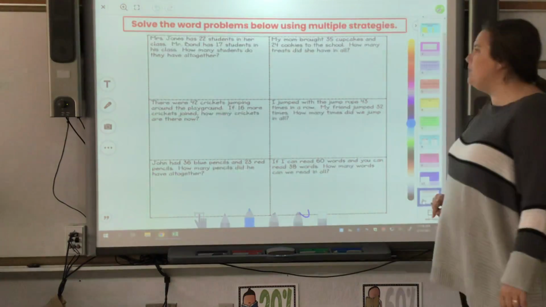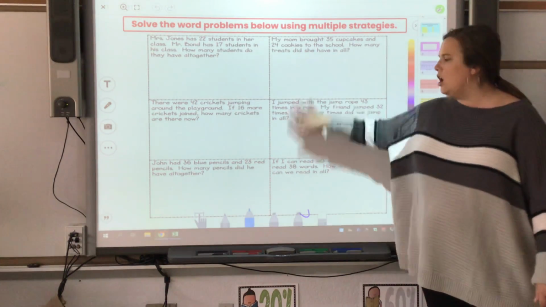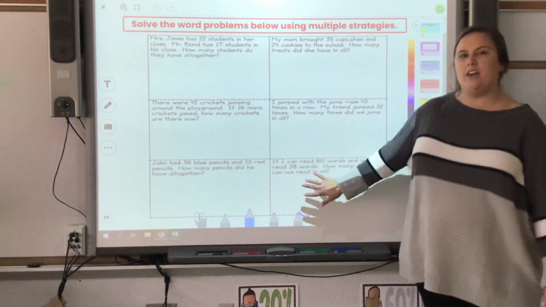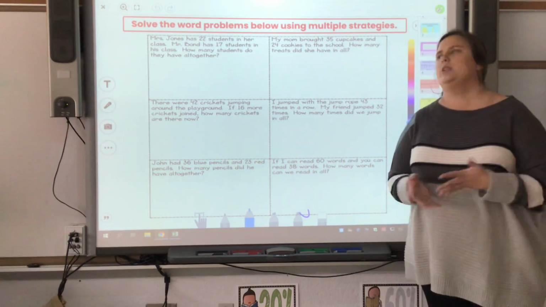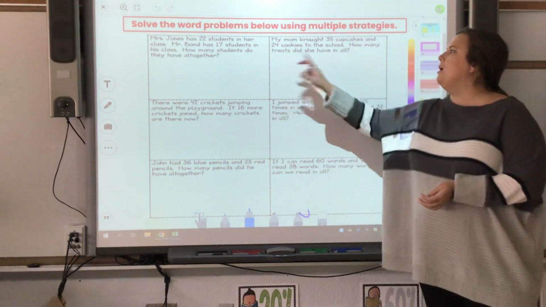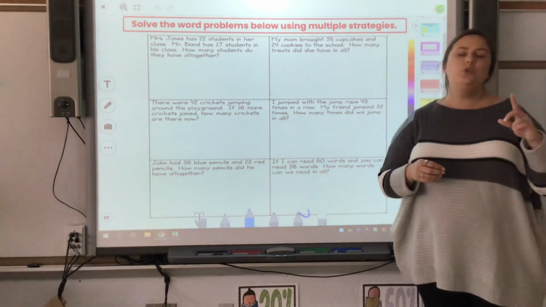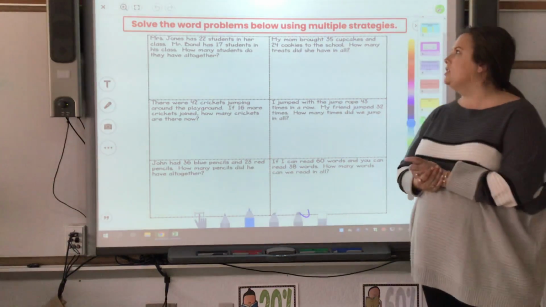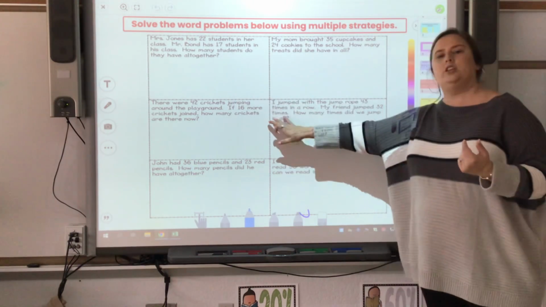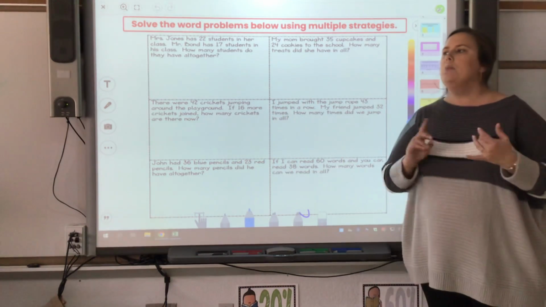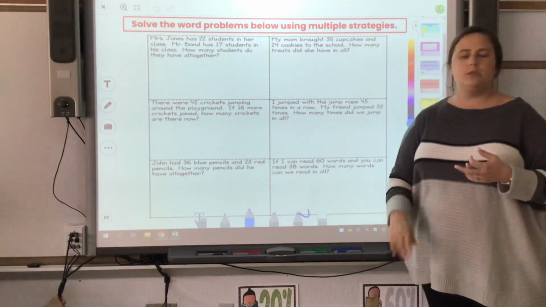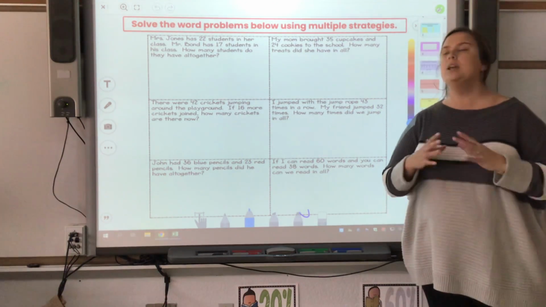So your activity for today, guys, it's all word problems. And this is it. No workbook page today. So you're going to read the word problems and use any strategy you want to solve. But you can't just write the answer, guys. You need to use strategies. So you could use your partial 100 chart, drawing your 10s and your 1s, your 10s frames, any of those.